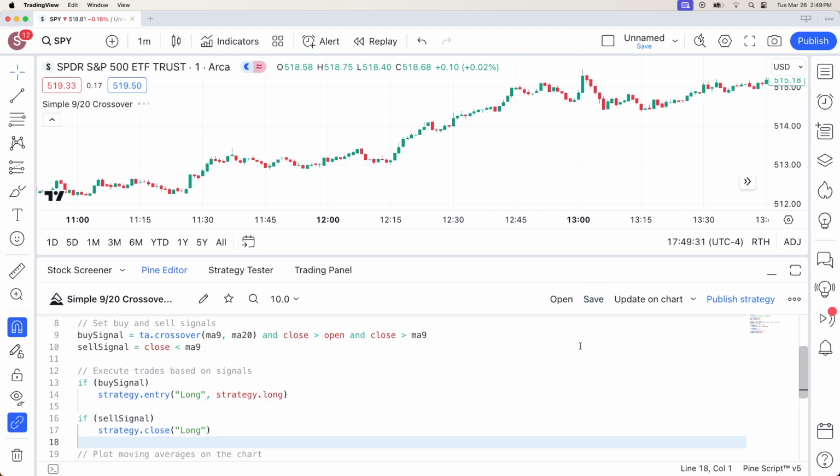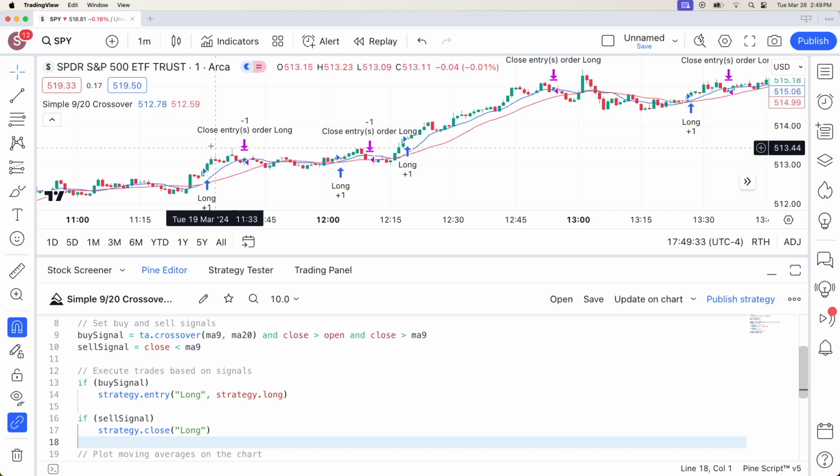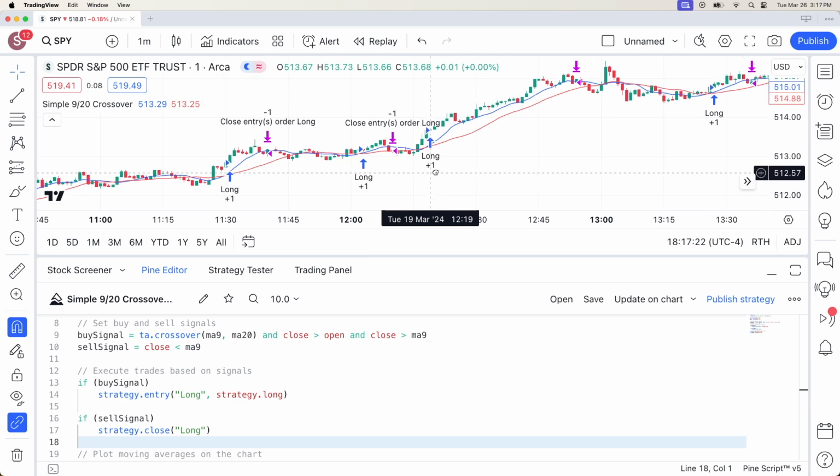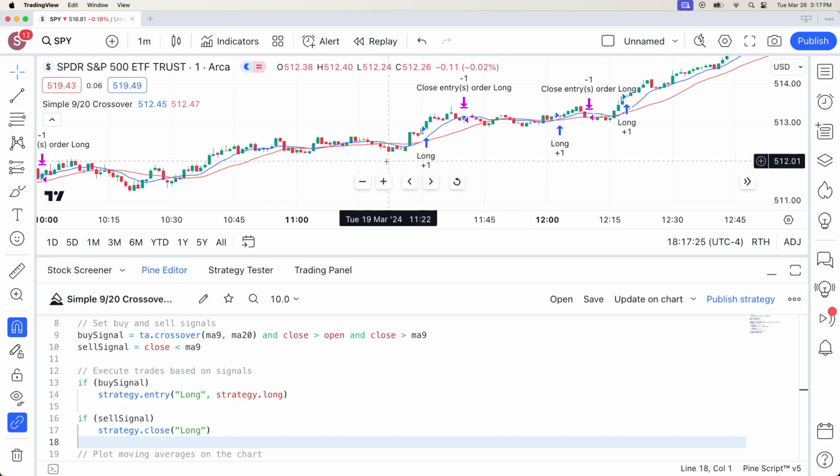Let's save. And we are indeed taking trades. As you can see, we've got the crossover on the green candle. We are entering the trade. And when we go below the 9, we are exiting the trade. So it looks like it works. However, let's look at it in more details. We're going to look at more crossovers. So let's go over the chart.